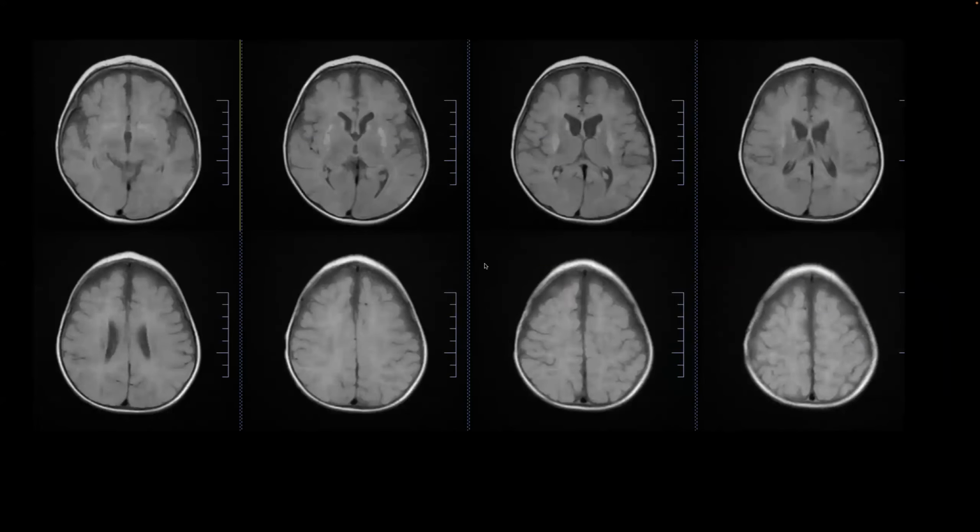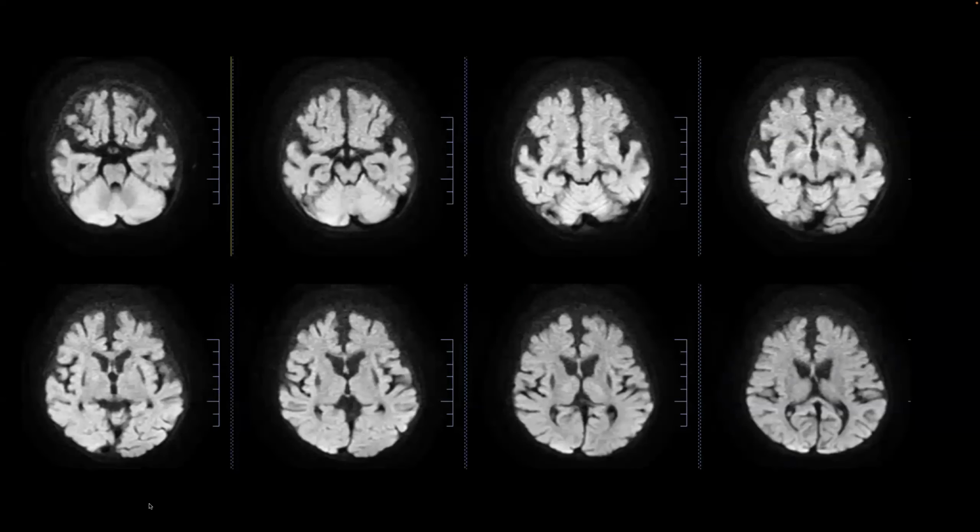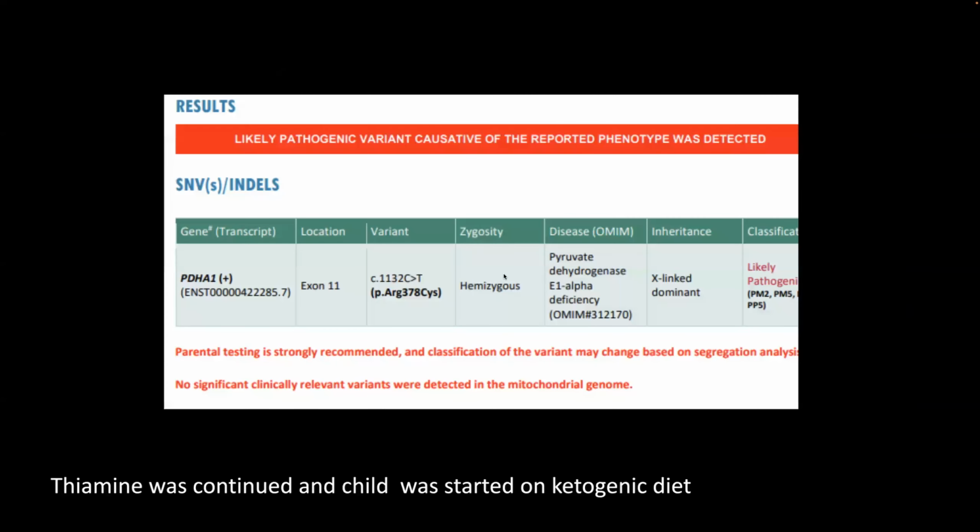Then we have the FLAIR images. These are mildly hyperintense areas on the FLAIR images in the areas of gliosis, with no restricted diffusion. So within 2 weeks, gliosis developed in bilateral basal ganglia. A genetic test was done, and this turned out to be PDH, pyruvate dehydrogenase deficiency disease. So thiamine was continued and the child was started on a ketogenic diet.